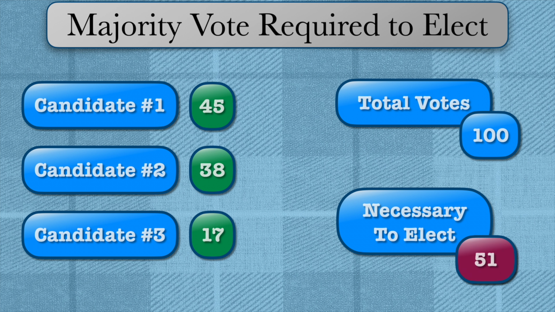Did candidate number 1 reach that number? No. So is candidate number 1 elected? No. This is what is called a no election. So what happens from here? Well, when you have a no election, you have to vote again, and again, and again if necessary, until one candidate receives a majority of the votes cast.